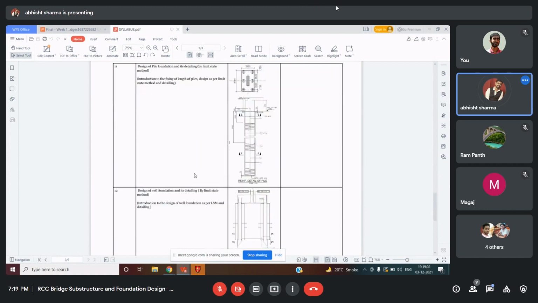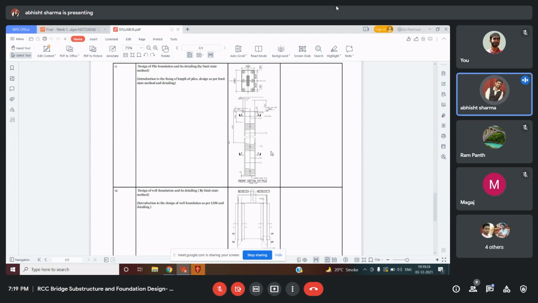Then in chapters 11 and 12, in chapter 11 we have the design of pile foundation and its detailing part, obviously by the limit state method. You can see in this picture we have a 6-pile system, and then we have done the detailing of this as well, the reinforcement detailing.